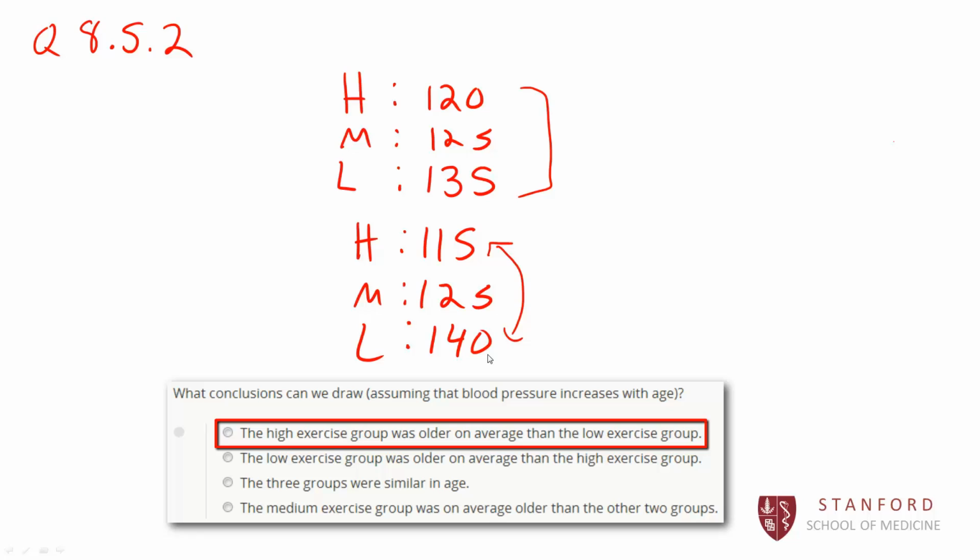So what must be happening here is that we happen to have some older people in the high exercise group, some younger people in the low exercise group. And once we adjust for age, we're revealing that the difference in blood pressure between the exercises is even bigger than we saw when we hadn't adjusted for age.